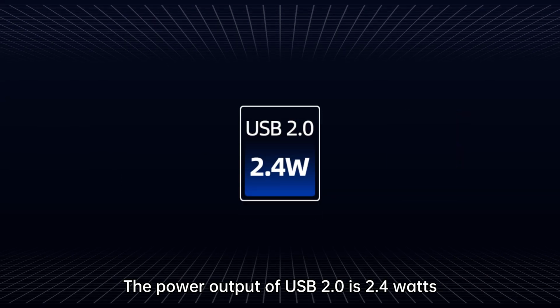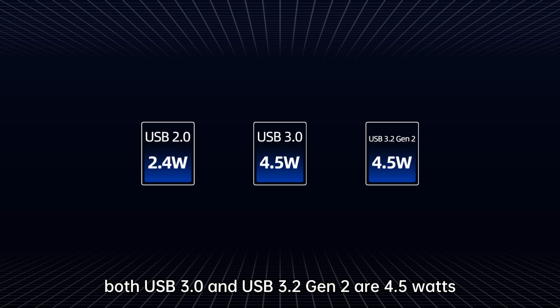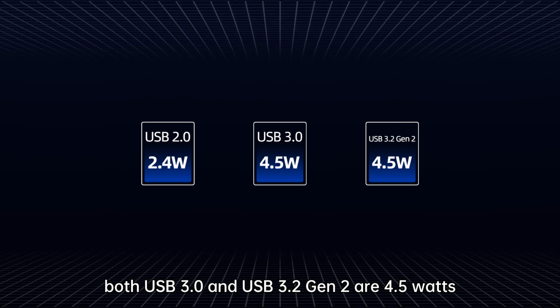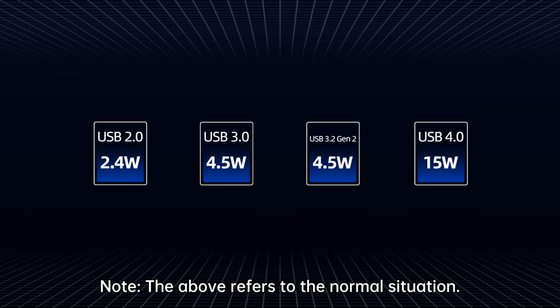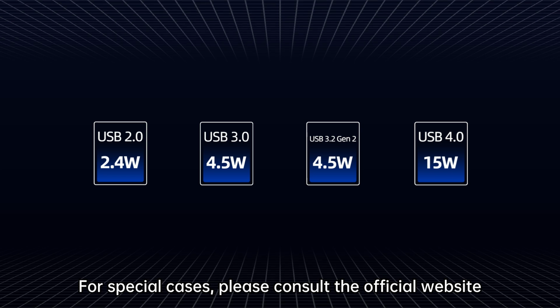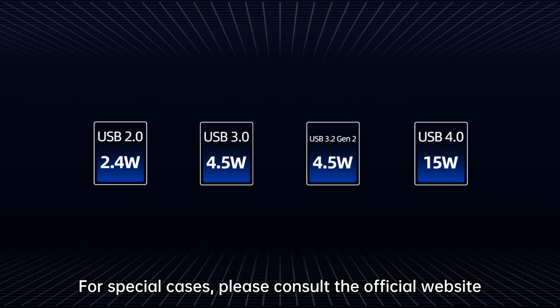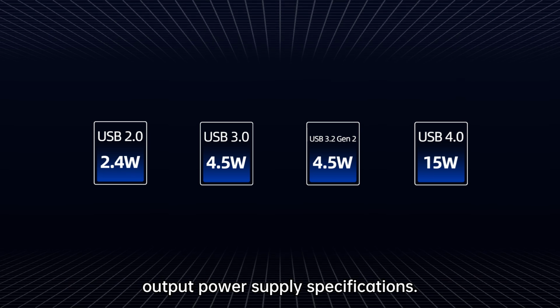The power output of USB 2.0 is 2.4 watts, both USB 3.0 and USB 3.2 Gen 2 are 4.5 watts, and USB 4 is 15 watts. Note, the above refers to the normal situation. For special cases, please consult the official website of the computer equipment to obtain the accurate interface output power supply specifications.